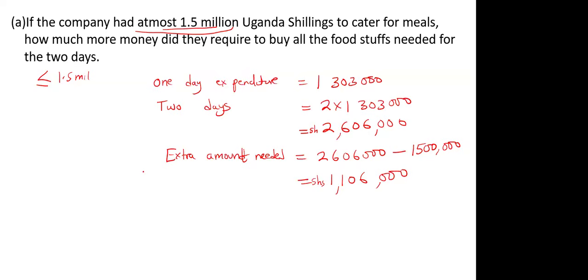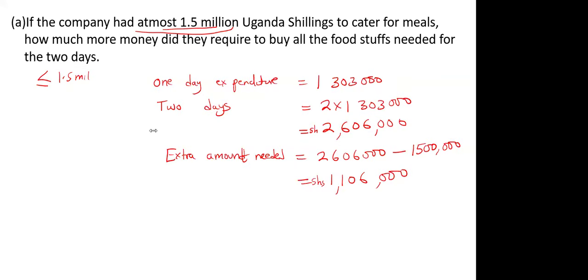Liz. Good morning, teacher. Good morning. I would say the company needs at least more 1,106,000. Okay. So now, Liz, when you use the words at least, then you avoid the word more. So rephrase it. I would say the company would use at least 1,106,000 shillings. Okay, good. Now that would be one of the best conclusions.